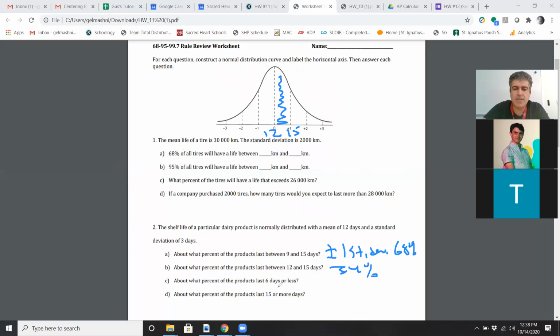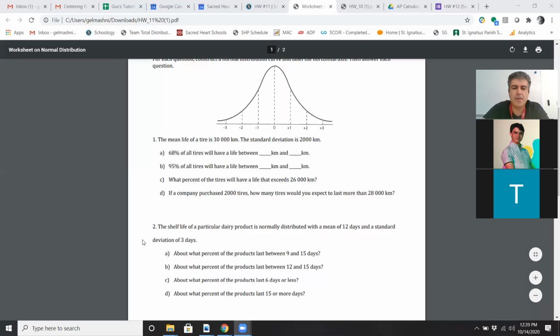But what percent of products last 6 days or less? So 6 days, remember, is two standard deviations. That's 9 and that's 6 right here. And less than that is going to be 2.5%. And last 15 or more days, so 15, you're in this region, which is going to be 16% again, because 84% was to the left of it. So those are the answers for number two.